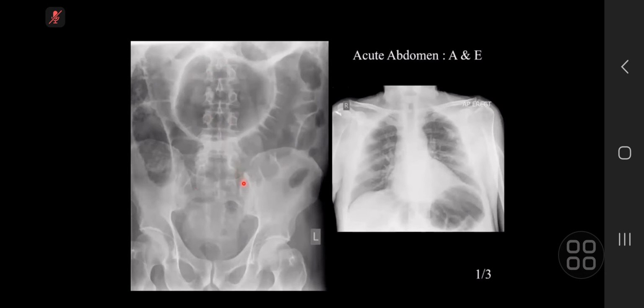I can't see any, but there probably is a hint of a Rigler sign adjacent to this shadow. Not convincing though. This film is not ideal, but I would have liked to see the lateral walls of the abdomen as well as the stomach, to see whether there's gas under the liver or if the falciform ligament is marked.